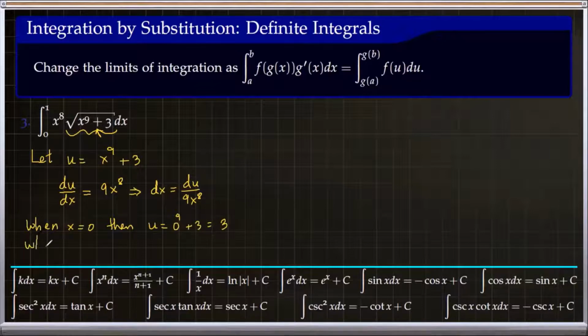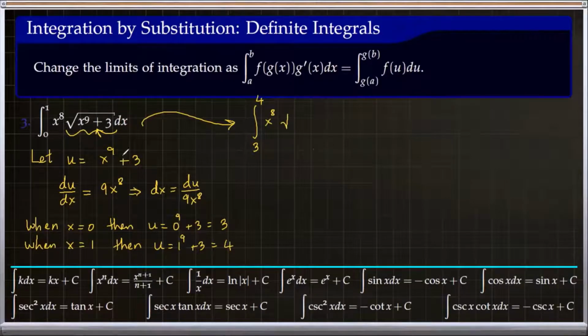Similarly, when x is 1, the upper limit, then u is 1 to 9 plus 3, which is 4. So these will be our new limits of integration. So now we are ready to write this integral in terms of u. The limits of integration are 3 to 4. And I'm going to leave x to 8 as it is for now. And then we have square root of x to 9 plus 3, but we are letting x to 9 plus 3 be u. So I'm just going to put u over there.